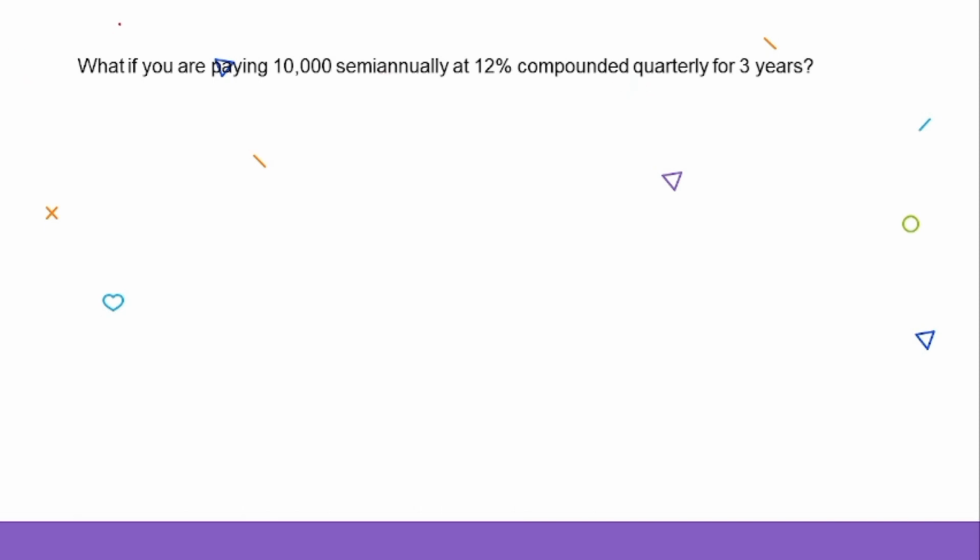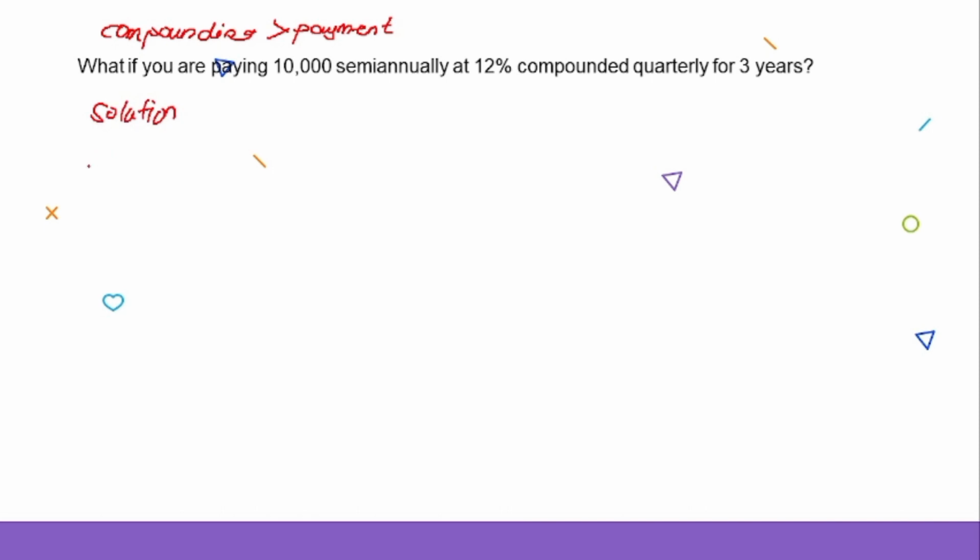So in this case, compounding is more frequent than the payment. So in problems like this, gagamitin natin yung formula ng effective interest rate para makuha natin yung annual na effective interest rate natin. So, let's try to solve this one.